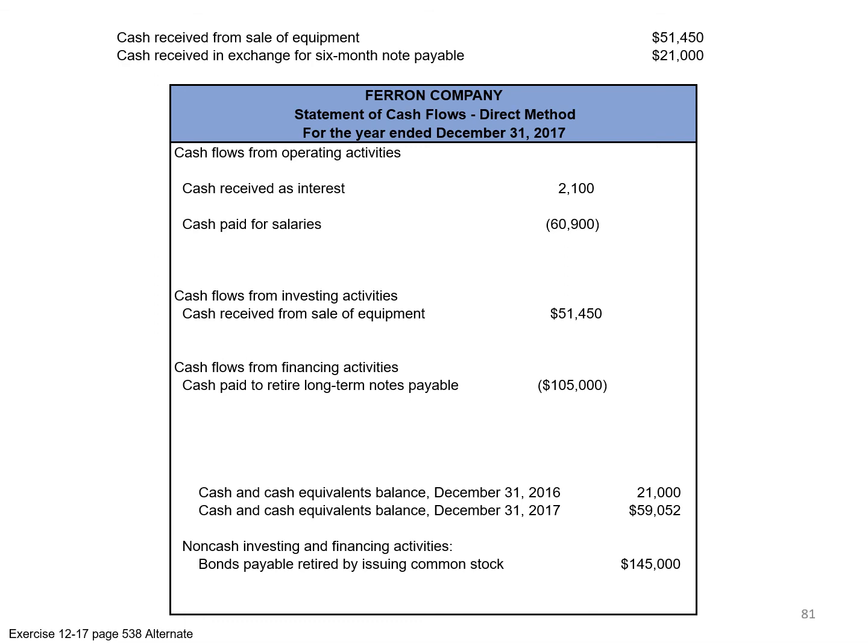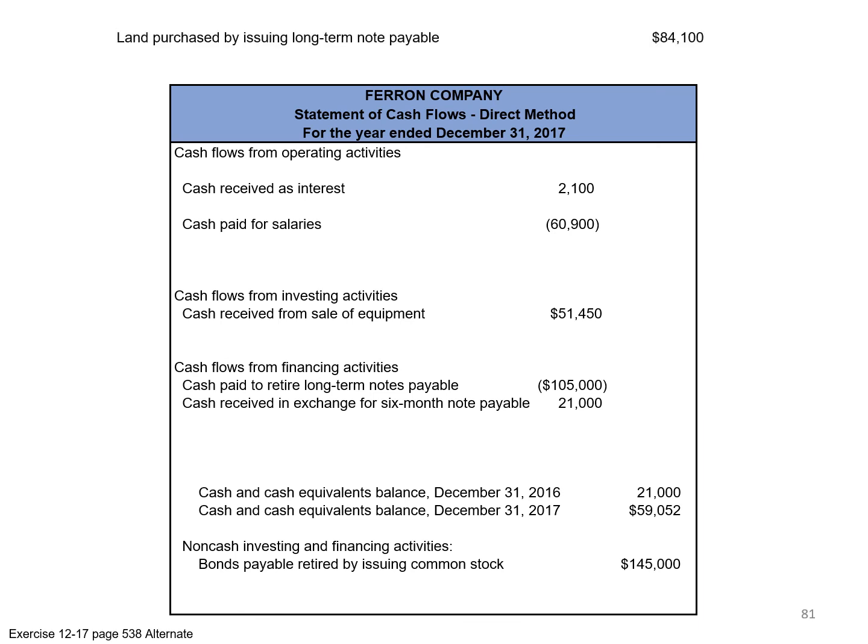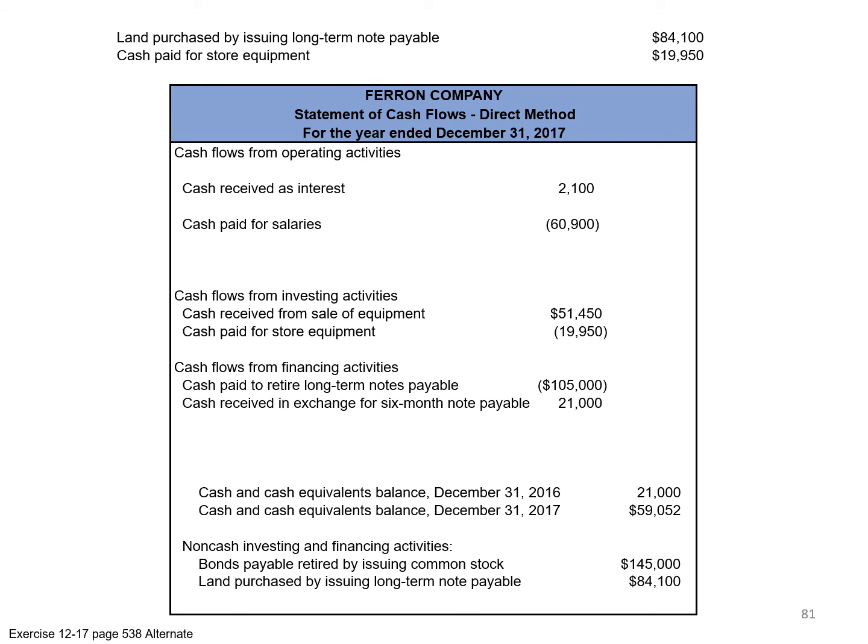Cash received in exchange for a 6-month note payable. That's a financing activity. We received the cash. It's an increase. Land purchased by issuing a long-term note payable. It's an investing activity, right? Oh, I'm sorry. Land purchased by issuing a long-term note payable. So you see, you should read carefully. This doesn't say cash. Not a cash activity. Goes at the bottom. Cash paid for store equipment. That's an investing activity. It's a reduction, right?